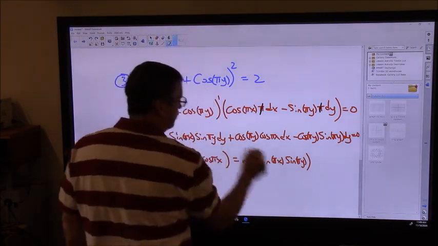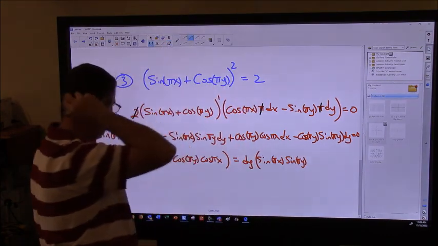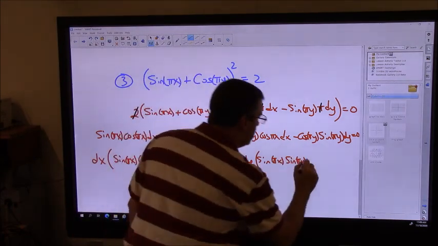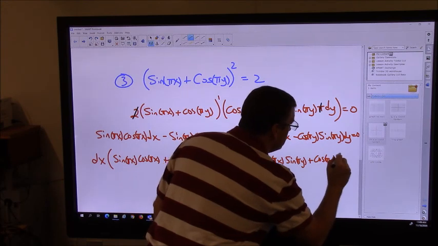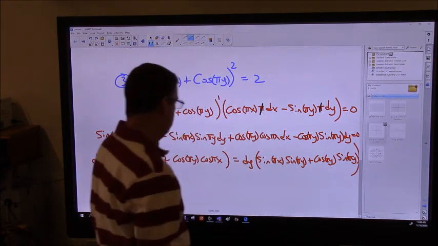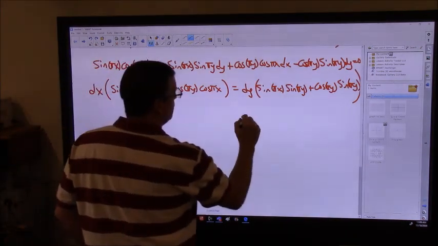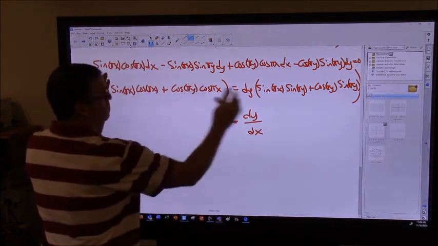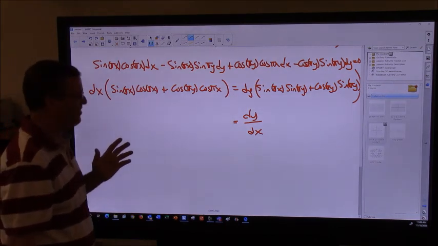Oops. I don't want this yet. And then when I move this term to the other side, it becomes positive. So plus cosine pi y sine pi y. And so now we want dy over dx. That's equal to this, and I'll move this over and divide. And this will be the last time I write it down.